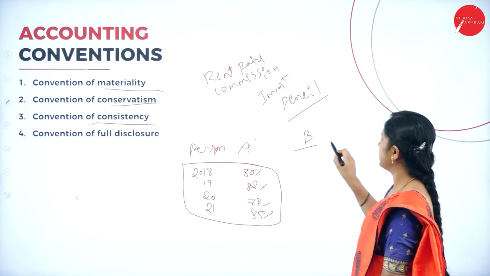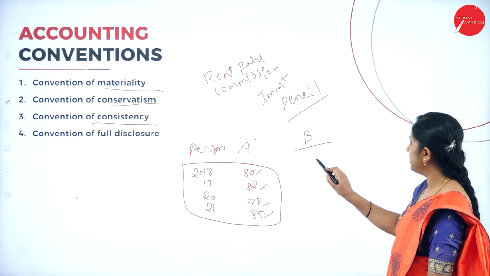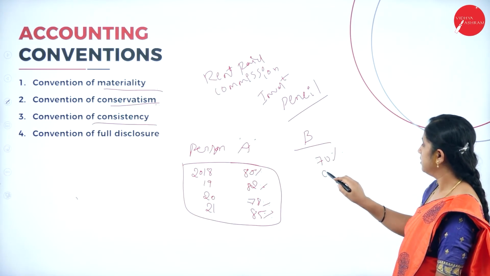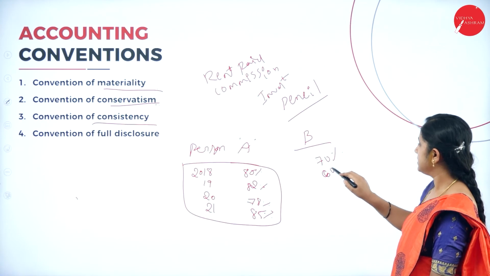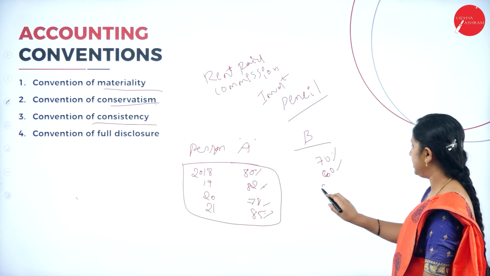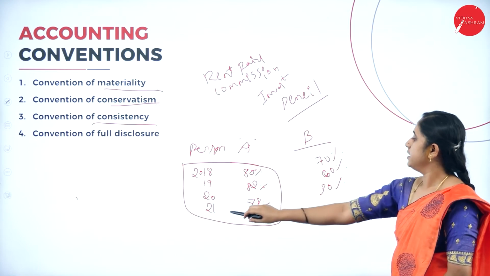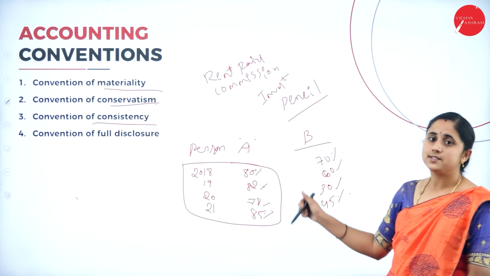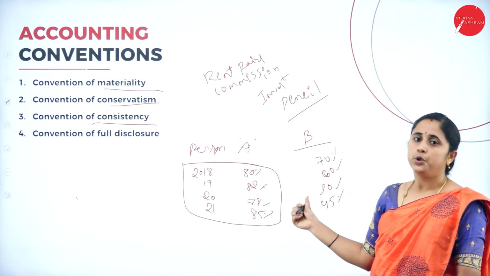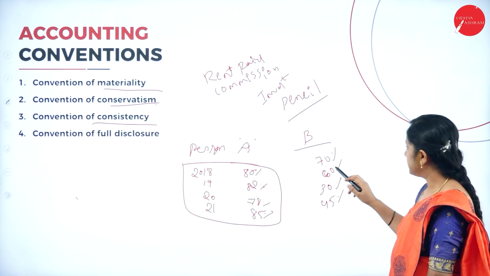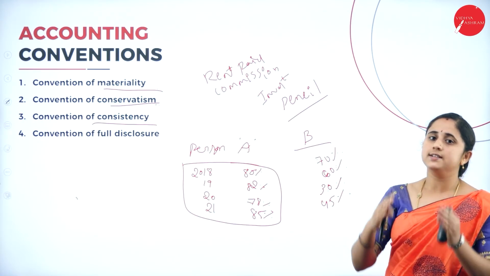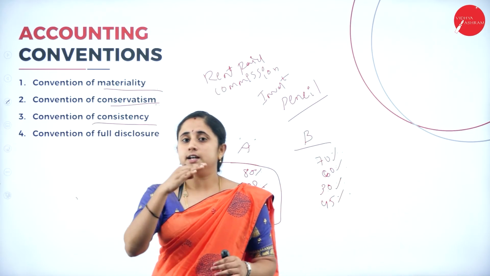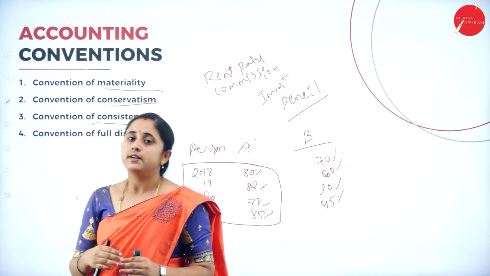B is scoring in 2018 70%, in 2019 60%, in 2020 30%, in 2021 45%. Is this maintaining the consistency? No. 70%, 60, 30, 45, this is not consistency. In a similar way, in business, you should maintain consistency in recording your transactions.